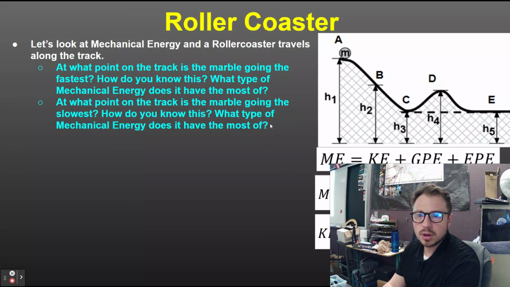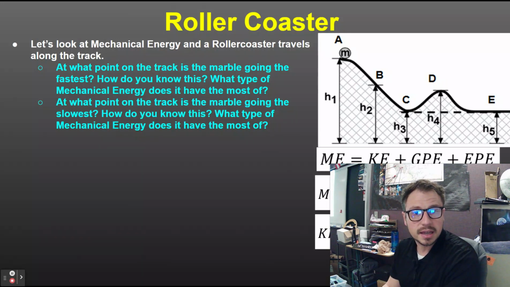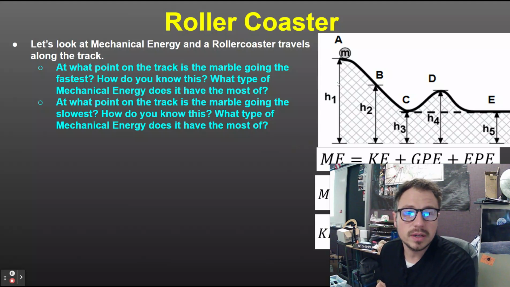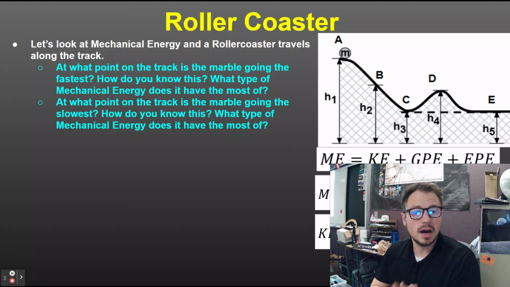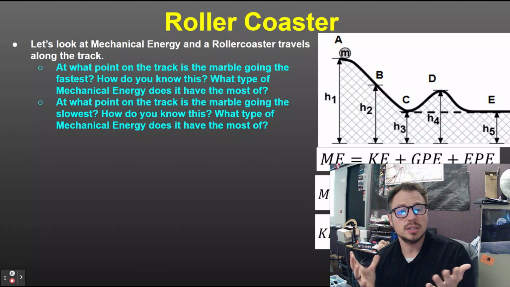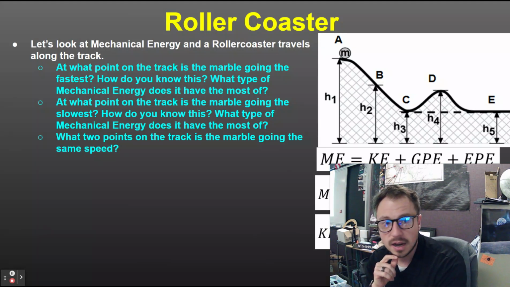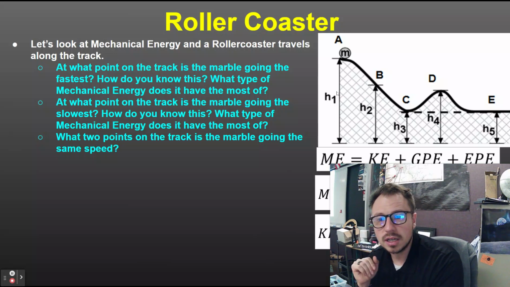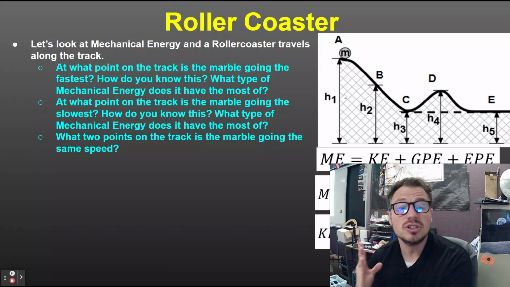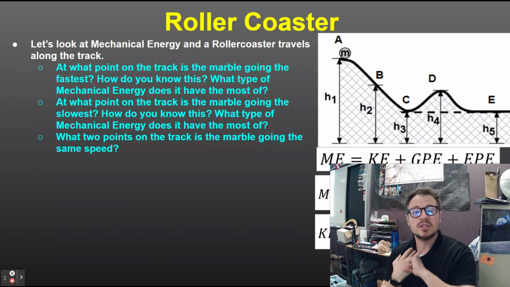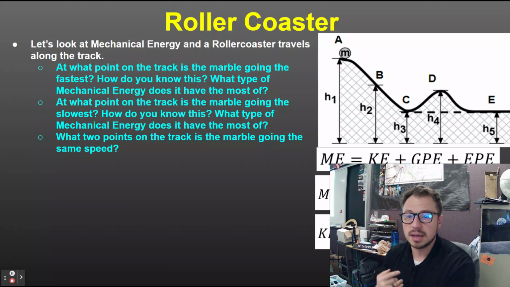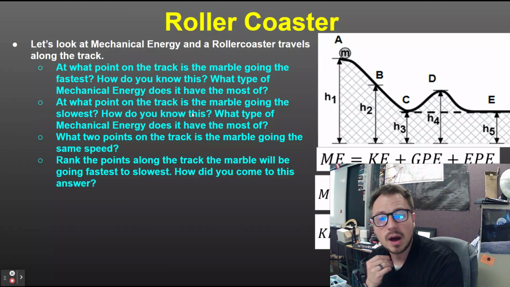Now, at what point is the marble going the slowest? It's going to be point A. At point A, it's going the slowest because it's at the highest point. Most of that energy is gravitational potential energy. Now, looking at the points on the track, the marble is going the same speed at C and E, because they're at the same height. If they're at the same height, they have the same gravitational potential energy, which also means they have the same kinetic energy.